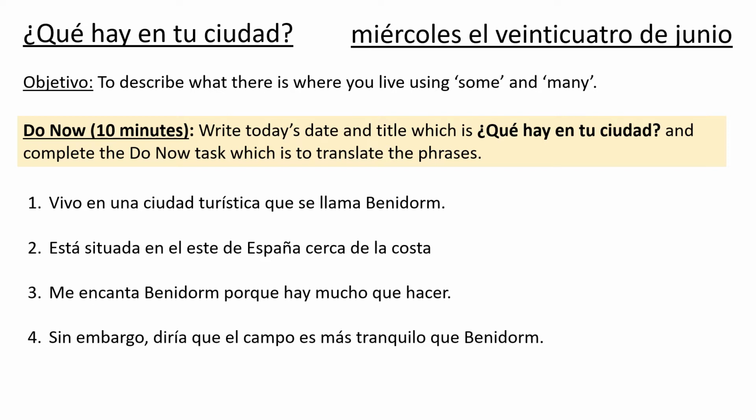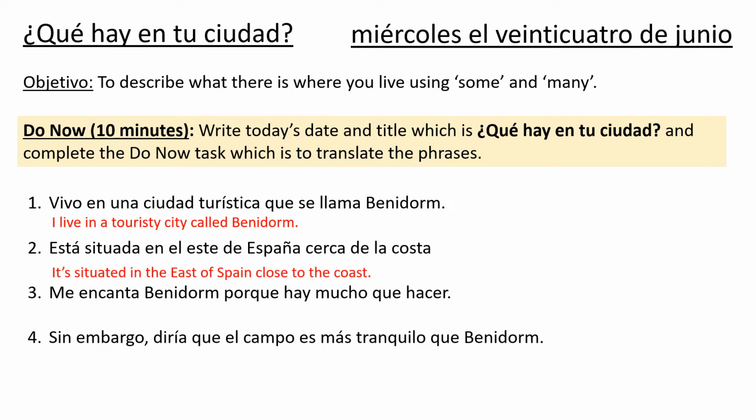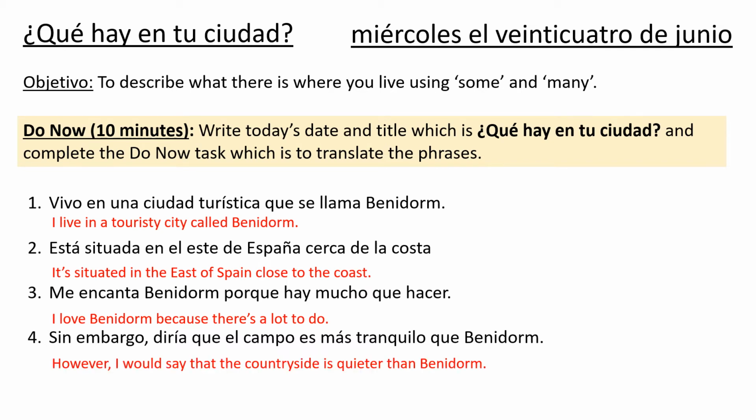Número 1. Vivo en una ciudad turística que se llama Benidorm. I live in a touristy city called Benidorm. 2. Está situada en el este de España, cerca de la costa. It's situated in the east of Spain, close to the coast. Muy bien. 3. Me encanta Benidorm porque hay mucho que hacer. I love Benidorm because there's a lot to do. 4. Sin embargo, diría que el campo es más tranquilo que Benidorm. However, I would say that the countryside is quieter than Benidorm.